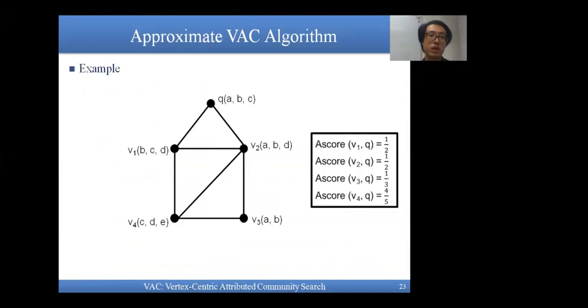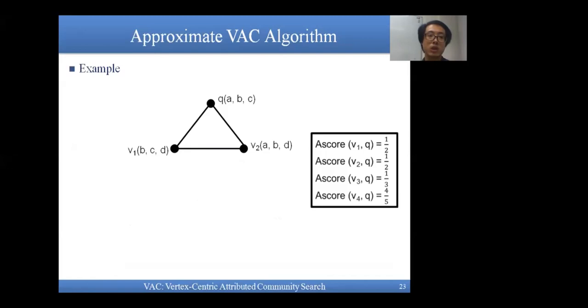We also use an example to illustrate the approximate algorithm. First, we find the vertex that has the largest query attribute score, that is vertex 4. And then we delete vertex 4 and its incident edges. Then we maintain the remaining subgraph as a k-truss by deleting V3 and its edges. Then the remaining k-truss cannot be deleted anymore, and it's the final result, which is the same as the result of our second algorithm.